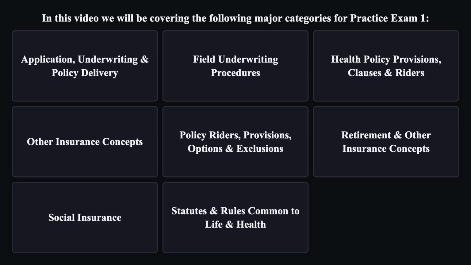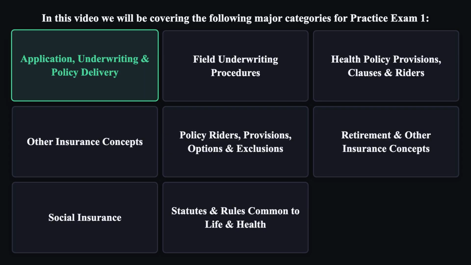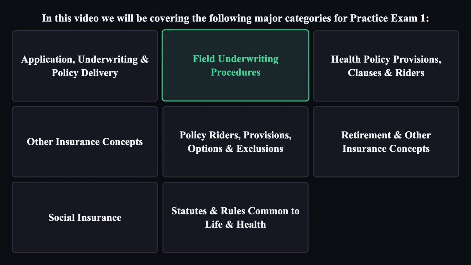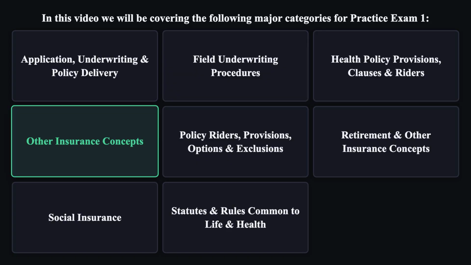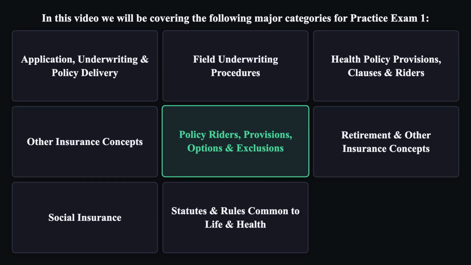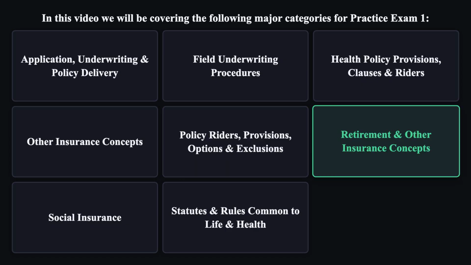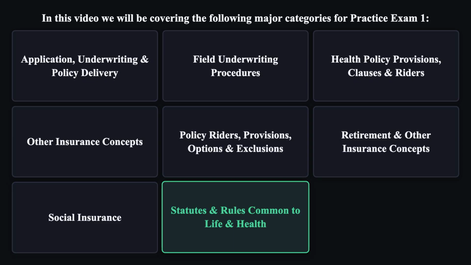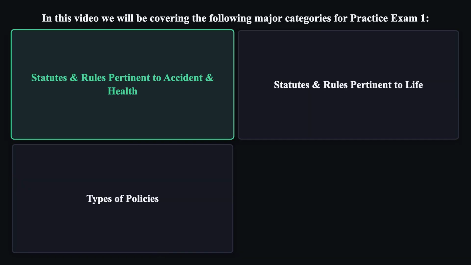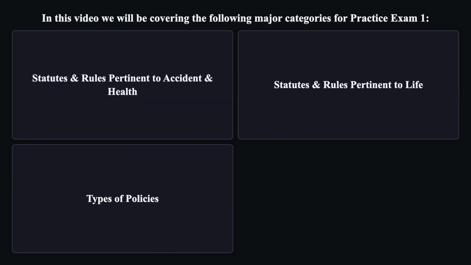In this video, we will be covering the following major categories for Practice Exam 1. Application, underwriting, and policy delivery. Field underwriting procedures. Health policy provisions, clauses, and riders. Other insurance concepts. Policy riders, provisions, options, and exclusions. Retirement and other insurance concepts. Social insurance. Statutes and rules common to life and health. Statutes and rules pertinent to accident and health. Statutes and rules pertinent to life. Types of policies.